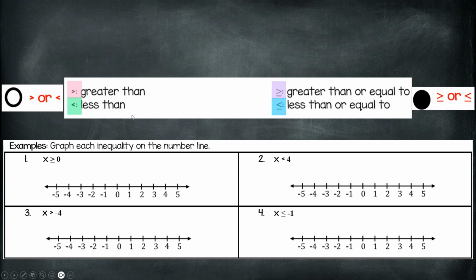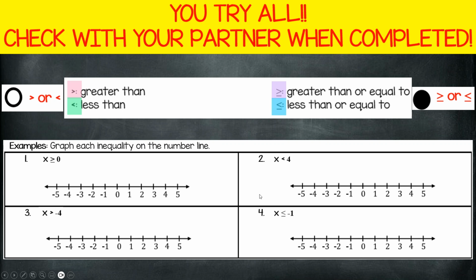All right, so if we're looking at these greater than, less than, greater than or equal to, or less than or equal to, graph these four inequalities, try them on your own, check with your partner, or try them on your own, pause the video, and come back and check to see if you got them right. So we have x is greater than or equal to 0. Okay, we're going to start at 0, and we should have a closed circle. And because it's greater than, we are going to go to the right because we are looking for the numbers that are more than or greater than 0.